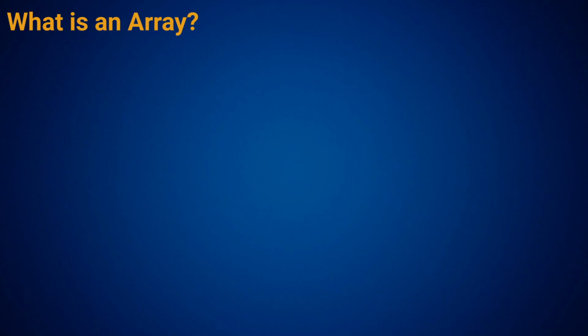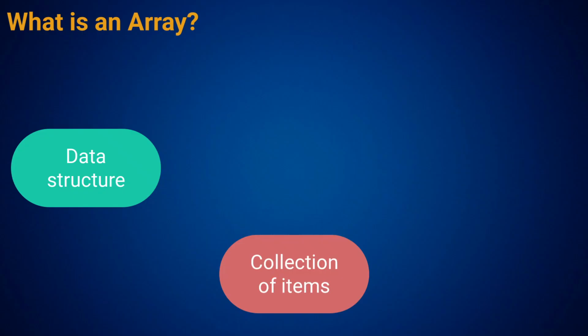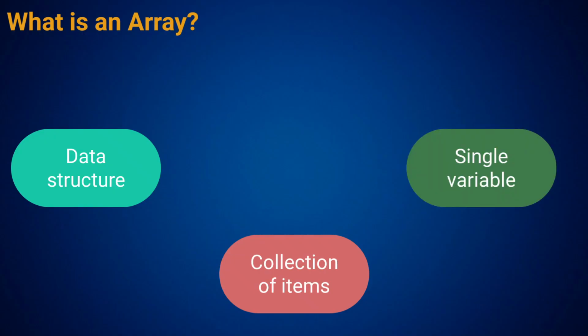Today in this video we're going to tell you about an array in C++. So let's get started with a simple definition. Basically, an array is a data structure that stores a fixed-size sequential collection of elements of the same type. It allows storing multiple values in one single variable instead of declaring separate variables for each value.